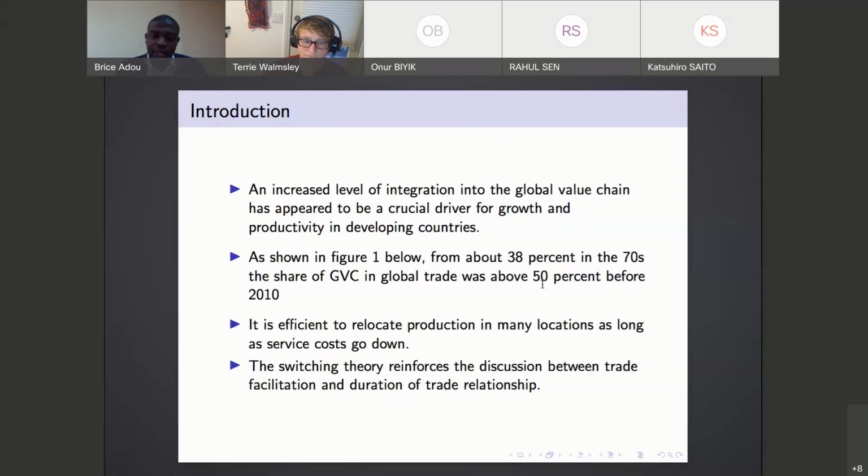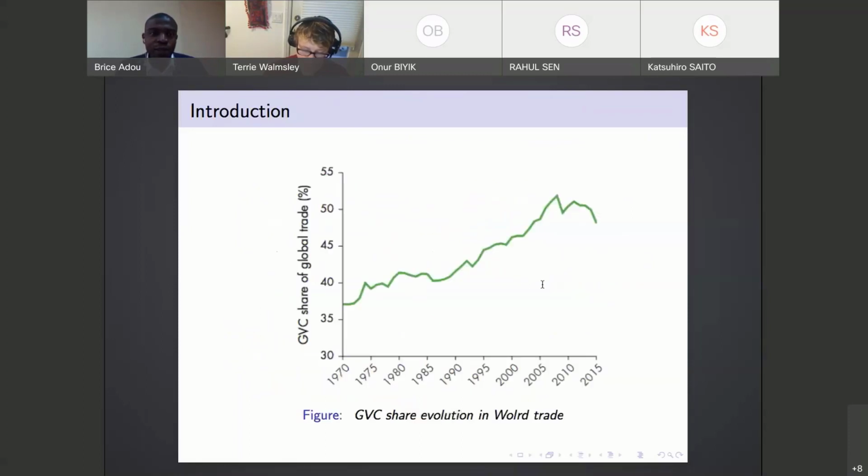Theoretically, it has been shown that there is a relocation of production as long as the service cost goes down. So we now have production in the world which can be made in different parts of the world, but this is possible because the transportation costs, which we encompass here as a service cost, go down. Theoretically, we present the switching theory, which also reinforces the discussion between trade facilitation and duration of trade. So this was figure 1 I was mentioning.